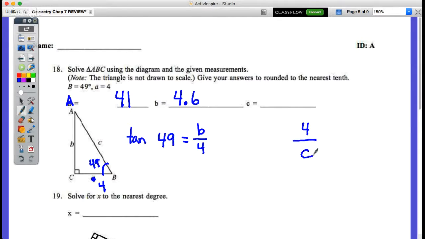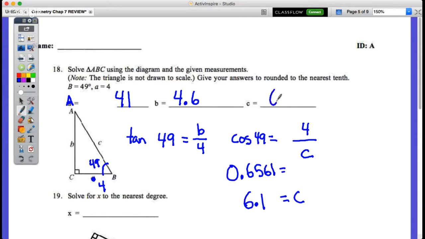And then for C, they gave me the adjacent. I want to find the hypotenuse. Use what they give you, don't use what you derived. So when I have adjacent over hypotenuse, that's cosine, correct? So what is the cosine of a 49-degree angle? 0.656. So 4 divided by 0.6561 means C equals what? 6.1. Yes.